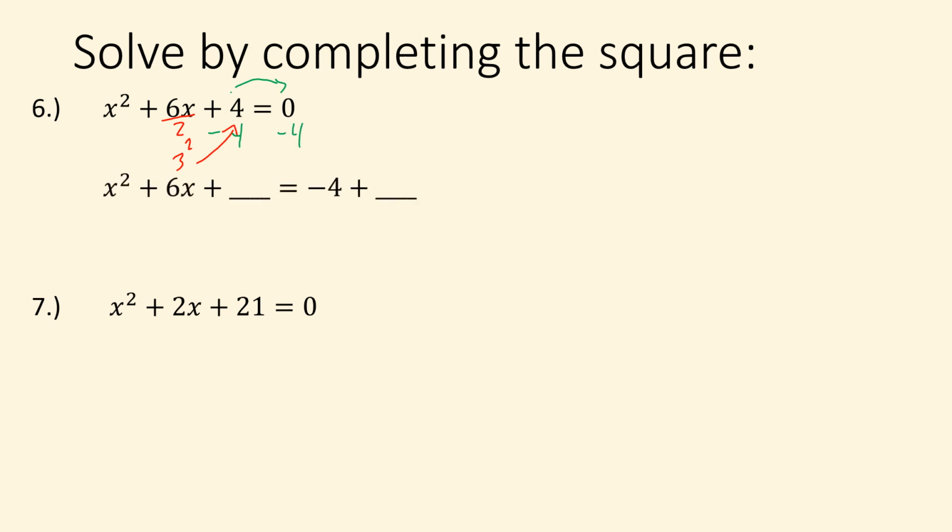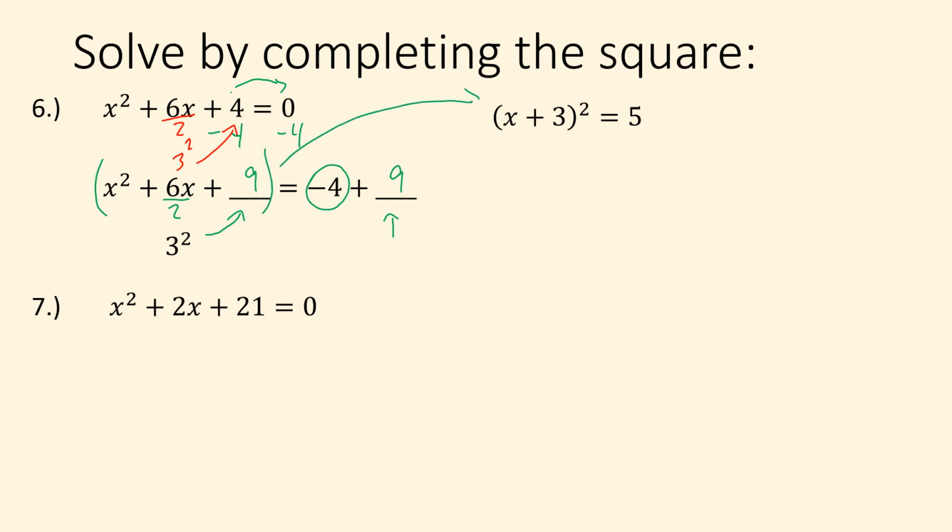Now we have the 4 over here, and we're going to complete the square on this left side. So now we take half of the 6. We get 3 squared, and we're going to put a 9 here. Since we're putting a 9 here, we want to put a 9 over there as well. So plus 9 plus 9. Once we do that, we can rewrite our equation. So this turns into our x plus 3 squared equals negative 4 plus 9, which equals 5.